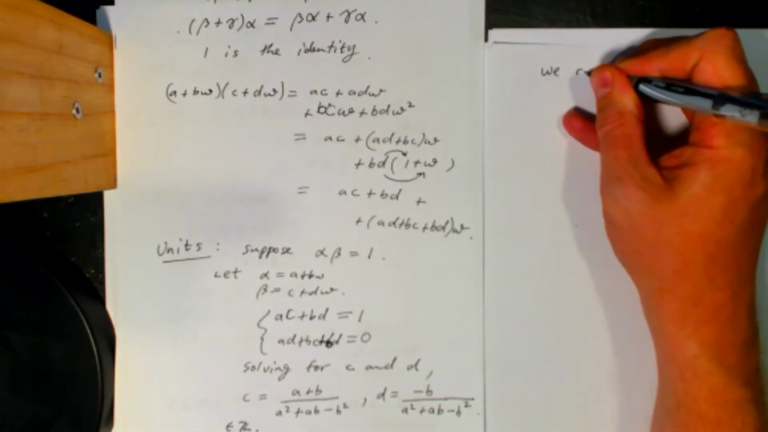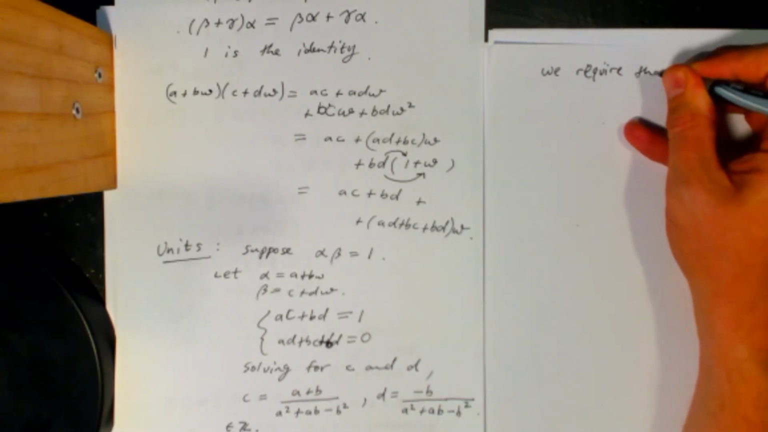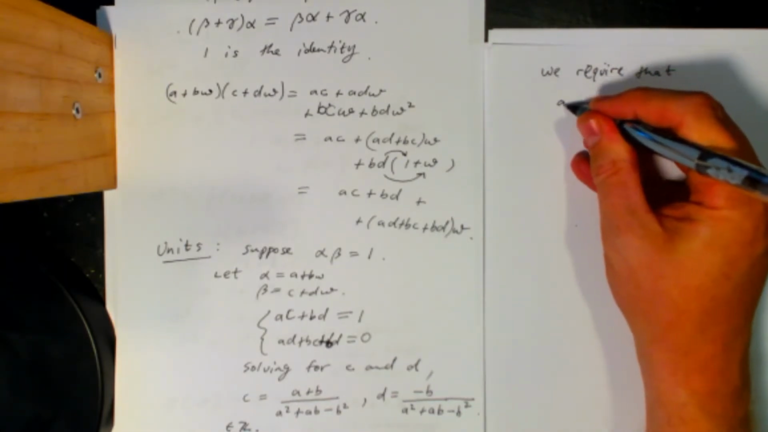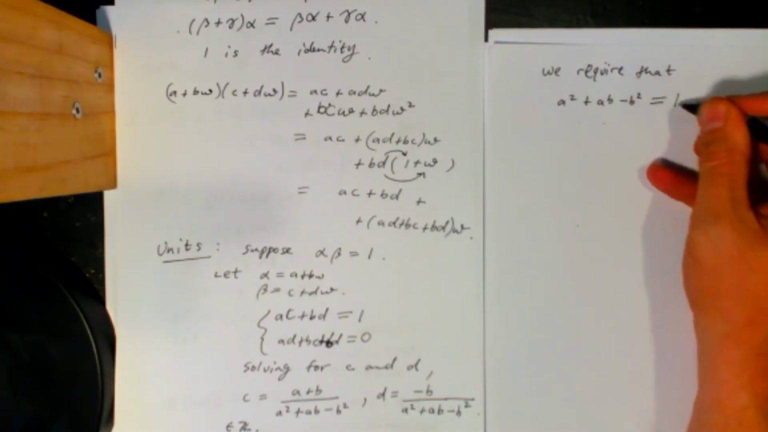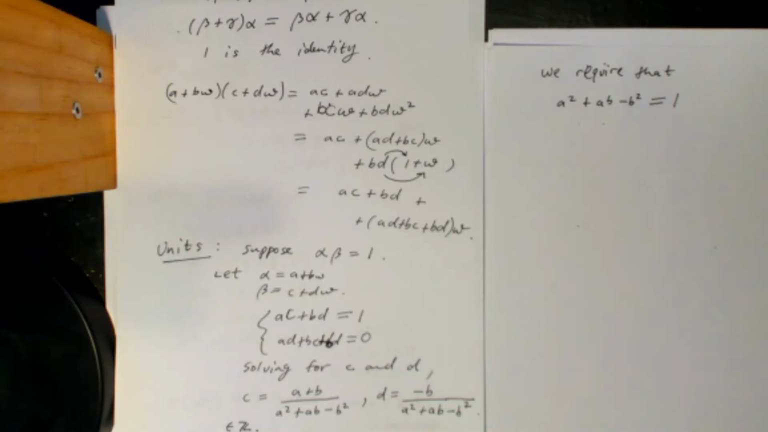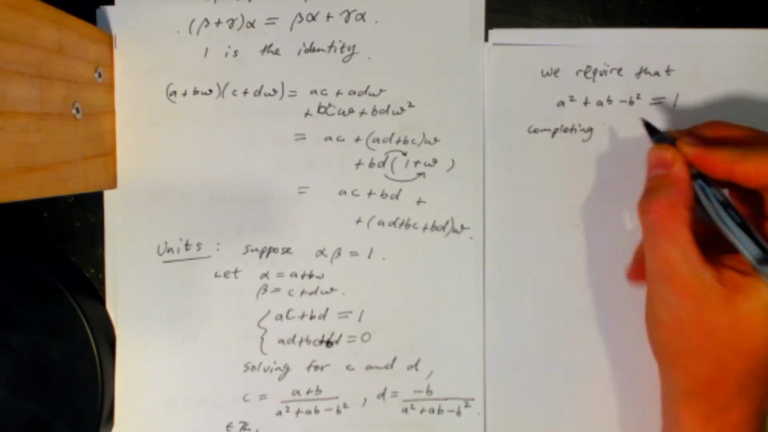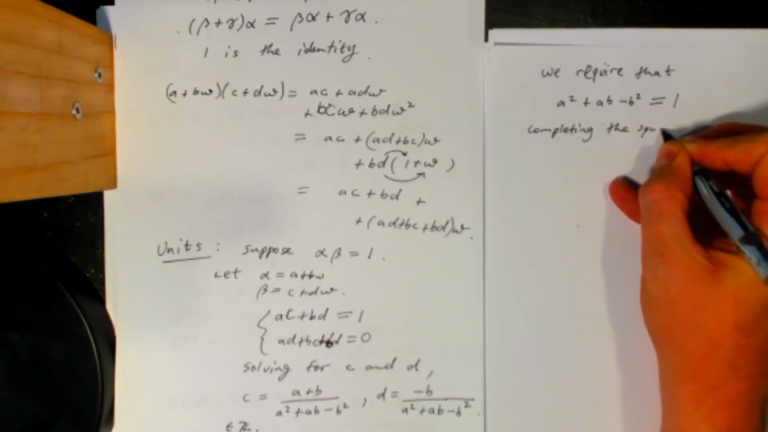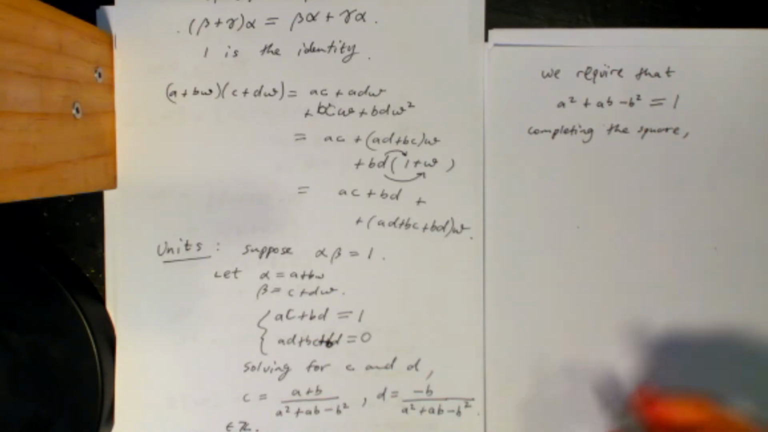Okay, we require that A squared plus AB minus B squared is equal to 1. Now, in order to seek solutions to this, which is called a Diophantine equation, we might want to complete the square here. So let's say completing the square. And now what we'll do is we'll multiply throughout by 4.